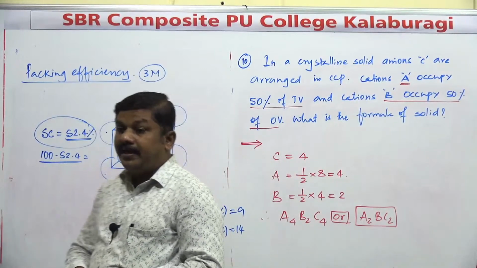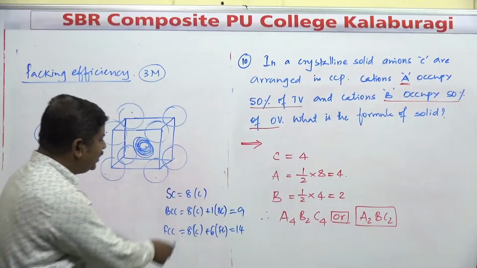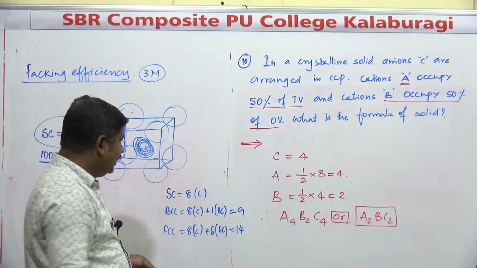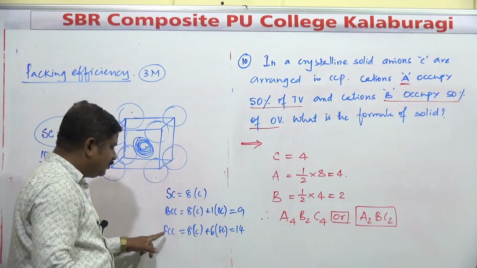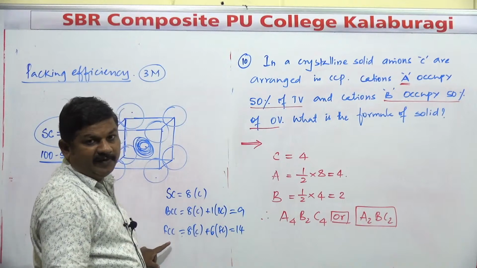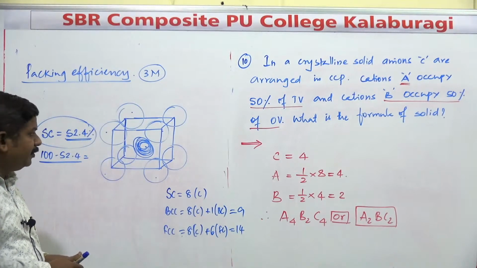Then the percentage of the unit cell occupied by the spheres also goes on increasing. Naturally, the simple cube has the lowest packing efficiency and the face-centered has the highest packing efficiency. So that packing efficiency we need to discuss.